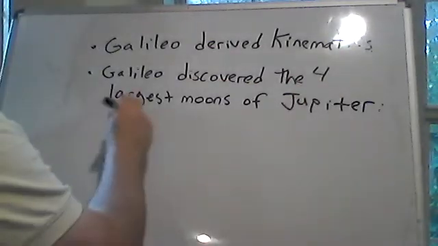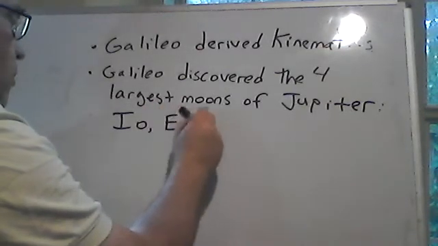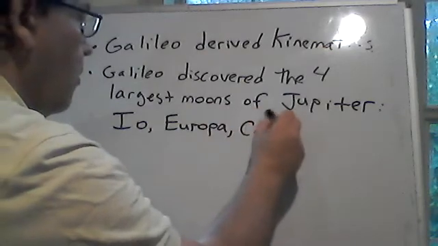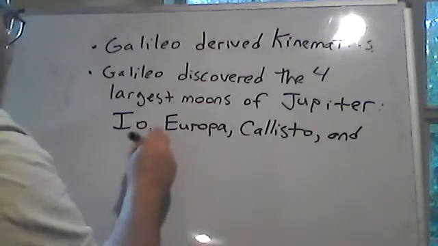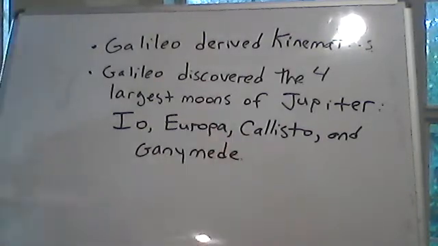And those are Io, Europa, Callisto, and Ganymede. So, what that really now tells us is that's one more level of unimportance or irrelevance that we have.